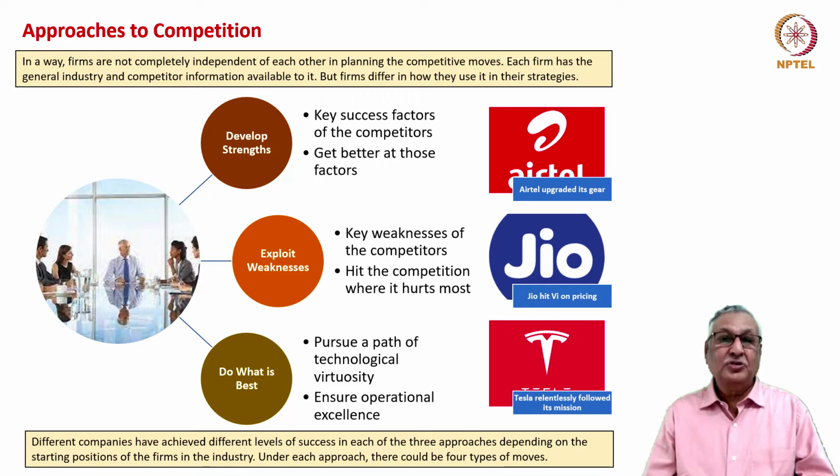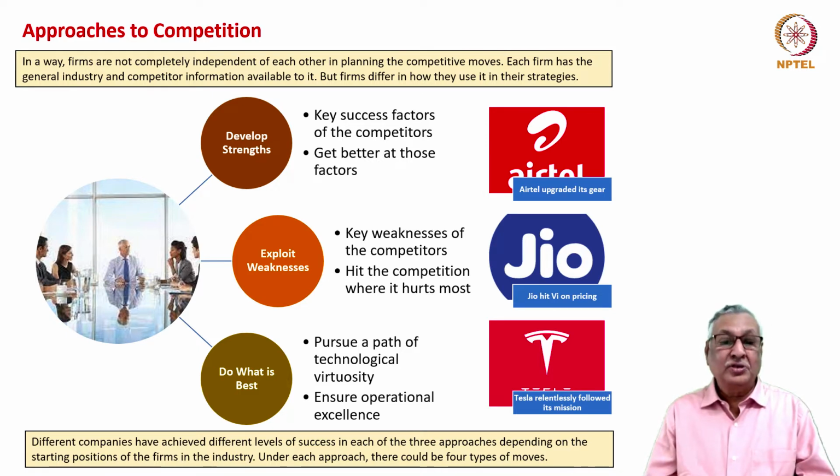The other approach is to exploit weaknesses. The firm will understand the key weaknesses of the competitors and hits the competition where it hurts the most. Again, example of Reliance Jio. When it entered the telecom industry market, it understood that Vodafone Idea represents a weak spot in the telecommunication industry. It had several weaknesses going for it. So Jio hit VI on pricing and data plans.